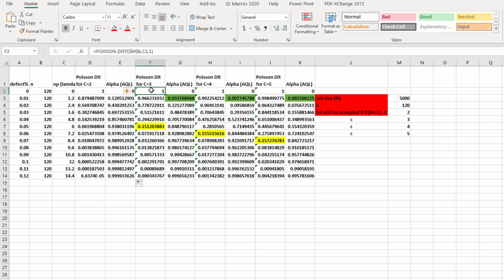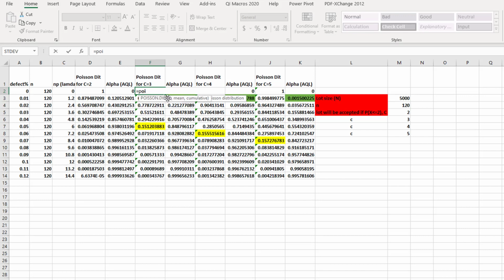Similarly, now we want to construct the Poisson distribution acceptance because we want to check for different c. You need to write the Poisson distribution once again, but now instead of 2, we want to keep the acceptance number at 3. 3 means the lot will be accepted if there are 1 defective, 2 defective or 3 defective. Then we will accept this whole lot of 5000. But if we find more than 3 defective in this sample of 120, the lot will be rejected.